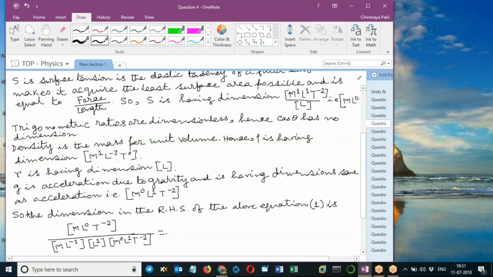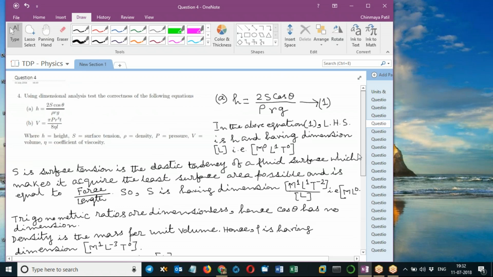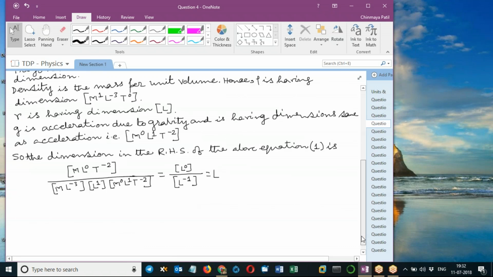So this becomes, in the numerator, L power 0, because M and M got cancelled, and T power minus 2 and T power minus 2 got cancelled. So we get numerator L power 0 and denominator L power minus 1. So we get L, but in the left hand side also we got L. Left hand side is L, right hand side also L. So hence it is dimensionally correct.